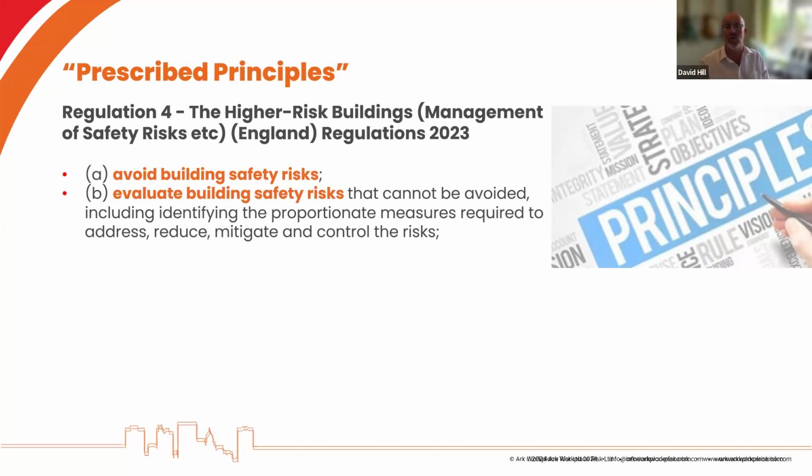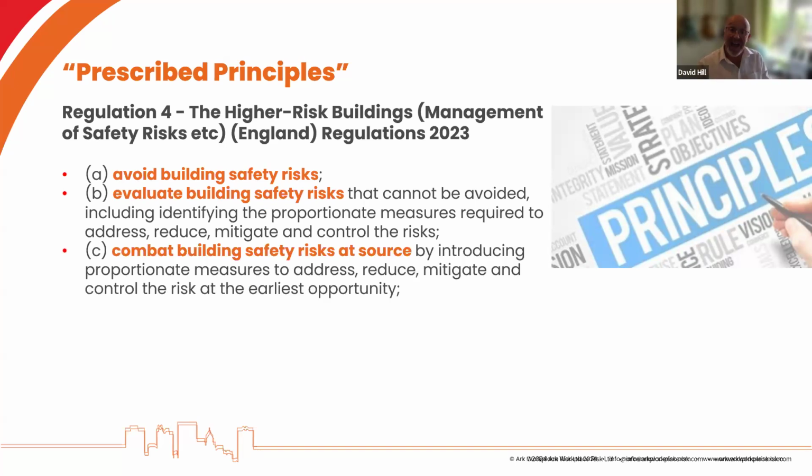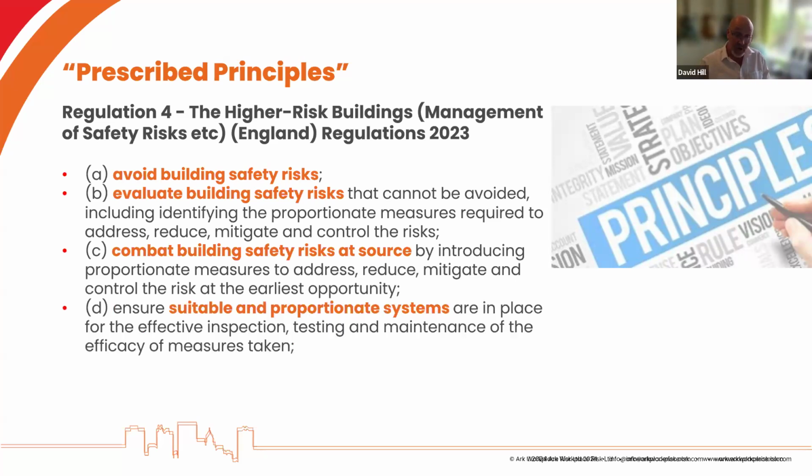We should be looking to control those risks rather than just reduce. That should be our aim. We should be combating risks at source by introducing those proportional measures at the earliest opportunities, ideally during the design and the construction, rather than retrofitting of systems. But if retrofitting is required, then the Act effectively says that you've got to go through that process. You've got to have suitable and proportionate systems for the maintenance, management, testing and inspection of all of the safety measures that are in place, whether that is the active systems, your fire alarm systems, sprinklers, ventilation systems, as well as the passive systems, the fire protection to beams and columns, etc. All of those need to be checked and maintained effectively.